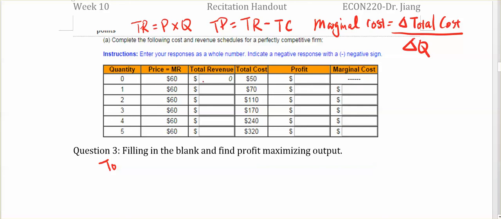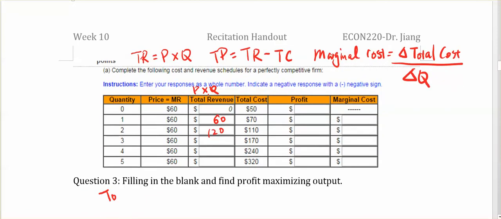So first, if we have zero quantity times the price, we get total revenue equal to 0. If we have one unit, the price is 60, so the total revenue is 60. And with 2, 2 times 60 is 120, and 3 times 60, we get 180, then 240, and 300. And the fourth column is telling us the total cost.